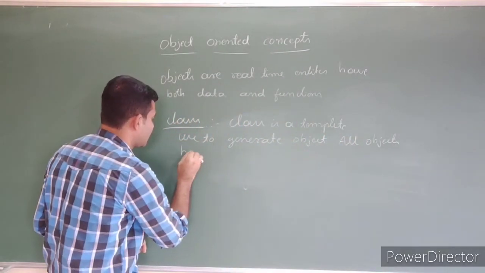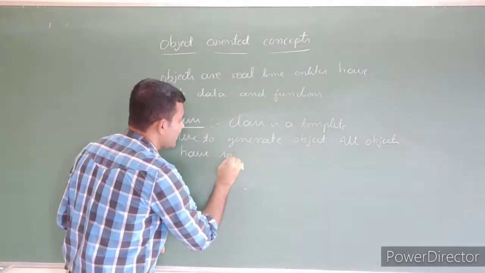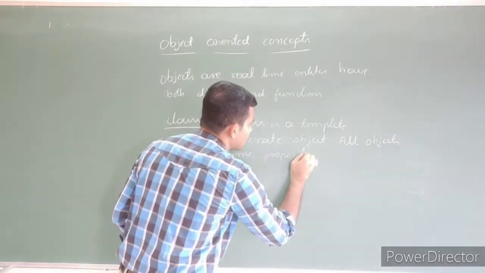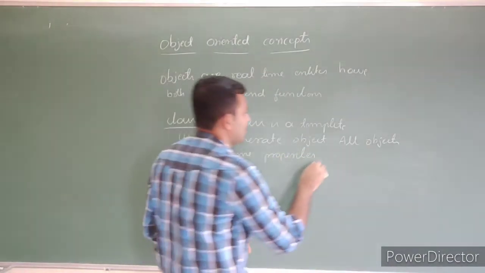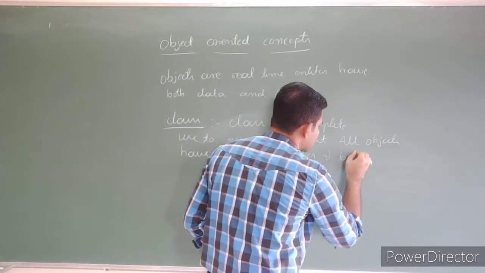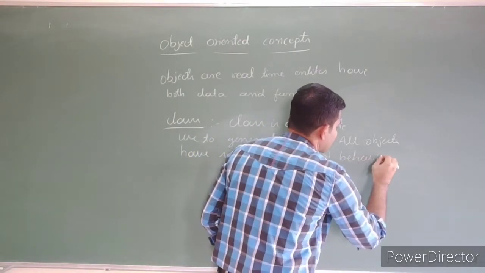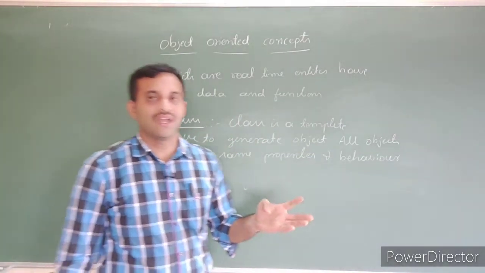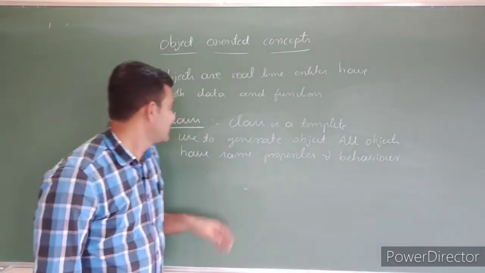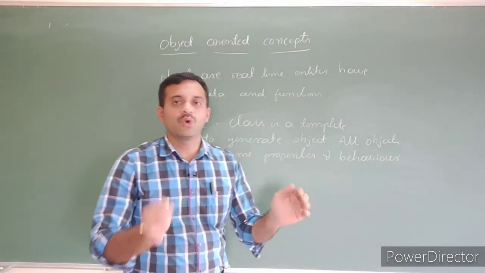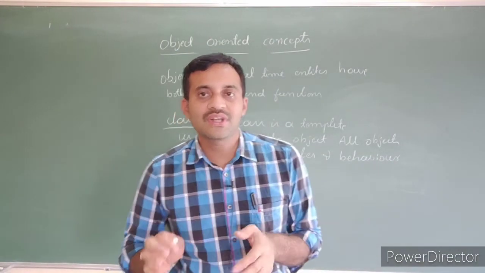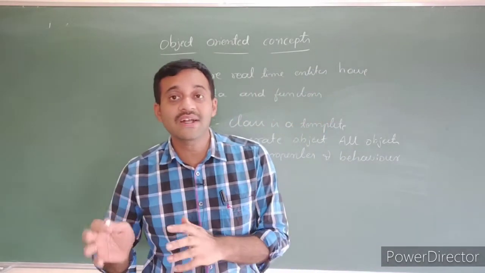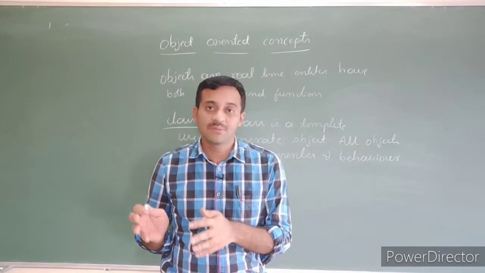All objects have the same properties and behavior, or the same characteristics and behavior. A class is only a template used to create objects. Classes are used to create objects of similar type.